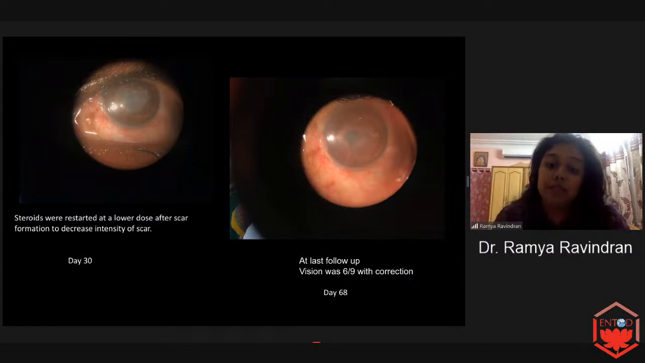I don't know if that was a particular cause, but by day 68, about 2.5 months in, this is how he presented in the last picture. His vision was 6/9 with glasses.